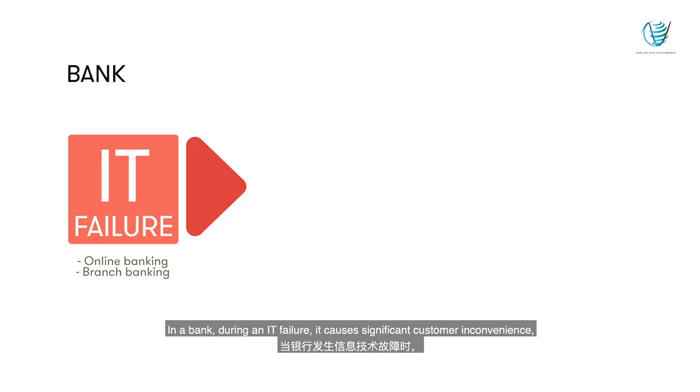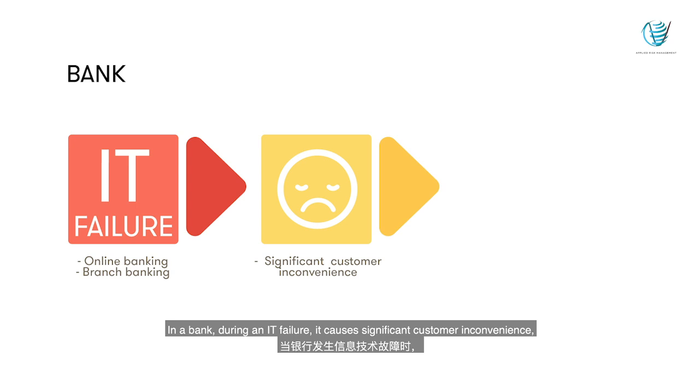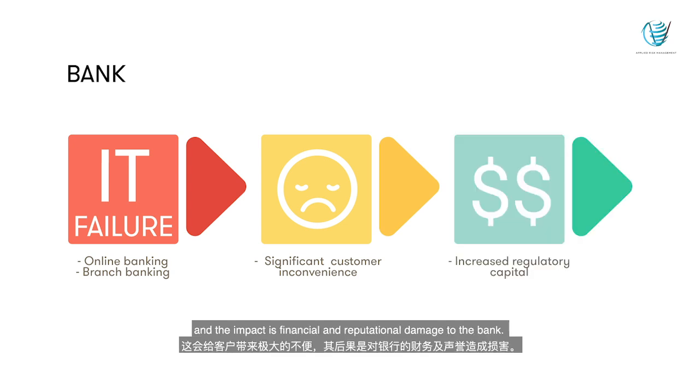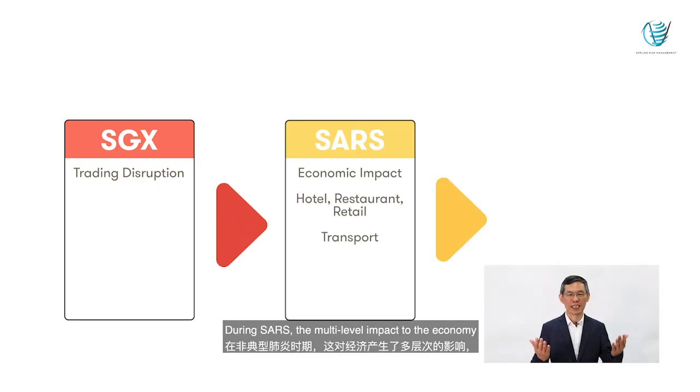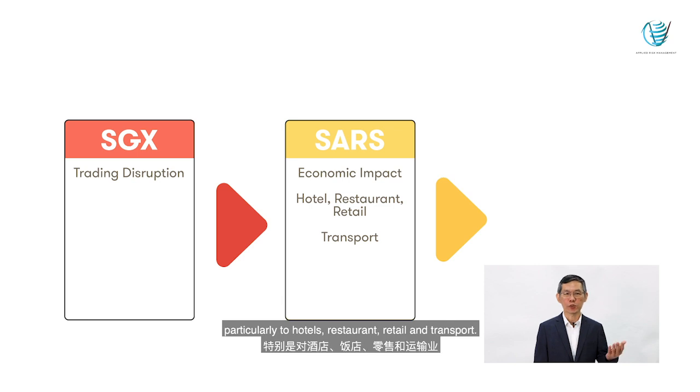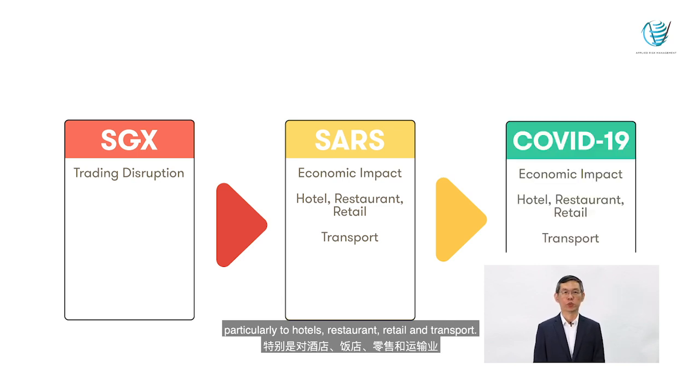In a bank, during an IT failure, it sees significant customer inconvenience, and the impact is financial and reputational damage to the bank. For SGX, it causes trading disruption. During SARS, there was a multi-level impact to the economy, especially to hotels, restaurants, retail, and transport. And also, COVID-19. How do you ensure that your business carries on?